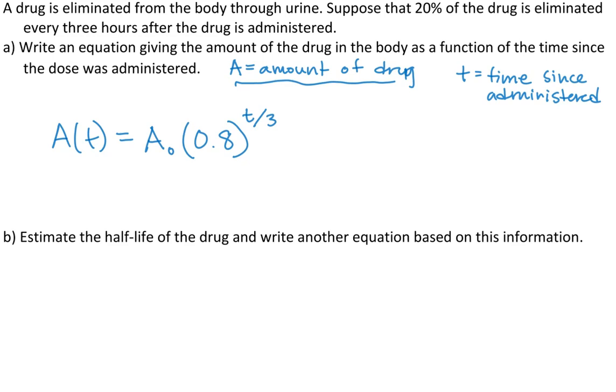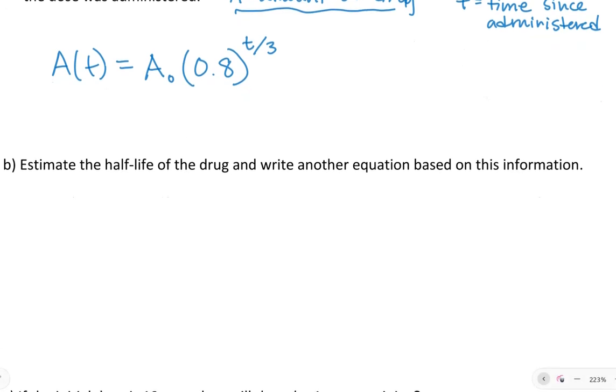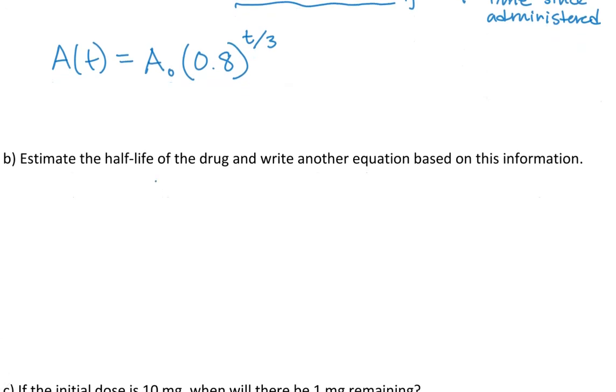Part B asks us to estimate the half-life of the drug, and this is again one of those amazing things about exponential functions. The half-life is the amount of time it takes for the drug, in this case, to cut in half. That does not depend on how much you started with. So we are fine to go ahead and start working on this, even with that A sub 0 still in the equation. If we want to know when we have half of what we started with, that's half of A sub 0. A sub 0 represents whatever we started with.